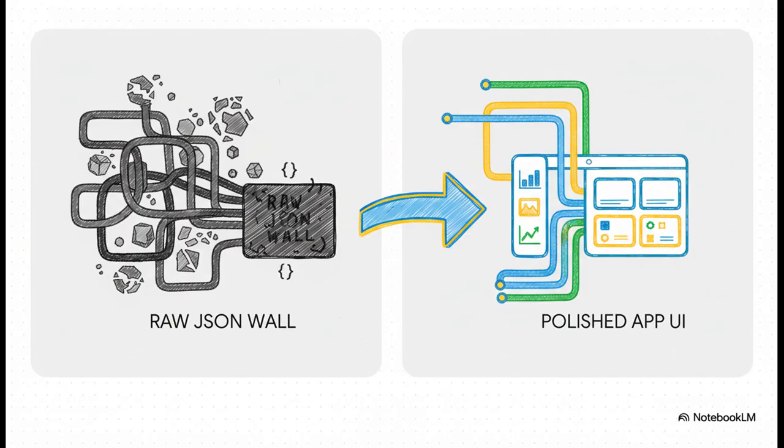On the left here, that's the world we used to live in. You'd run this super powerful pipeline, and what did you get? A massive wall of raw JSON. I mean, sure, it's powerful, but it's not exactly user-friendly, right? For a long time, that was just the reality, which really limited who could actually make sense of the results. But on the right, that's where we are now. A clean, polished, interactive app.